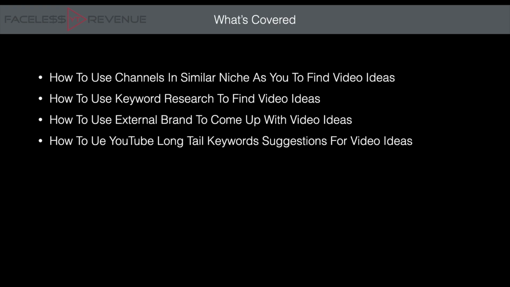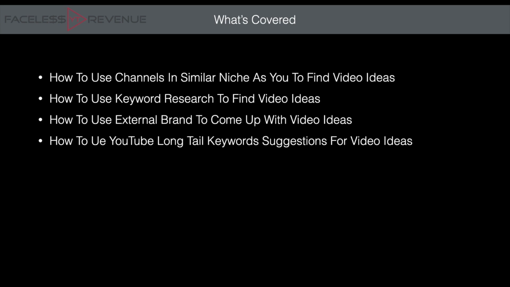So what is covered? Basically, 4 methods. Now there's a bunch of different ways. As you go through, you're going to figure out all the other ways also. But the first one is how to use channels similar to your niche to find video ideas. And remember, this is also one of the main reasons why, while we were creating our channel in the past week, we were talking about subscribing. We were looking for channels similar to ours and subscribing to them. So this is going to be the reason why we did that.